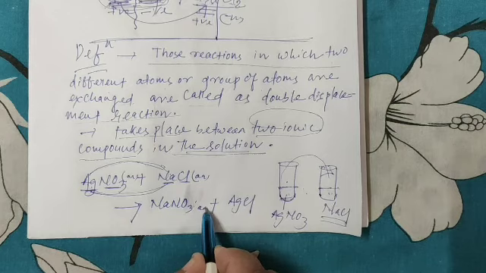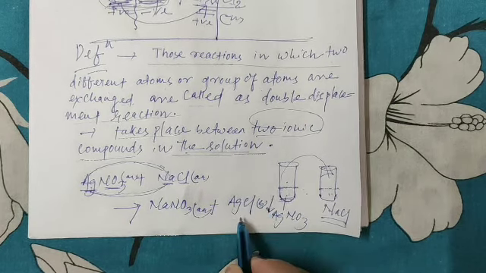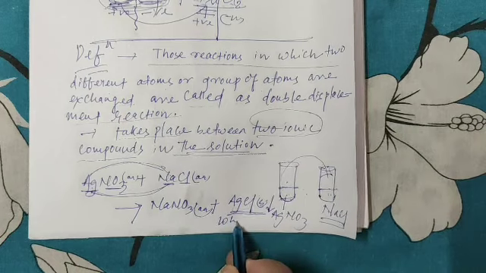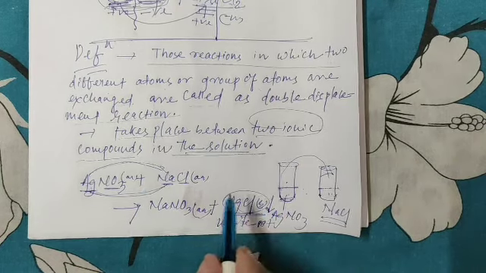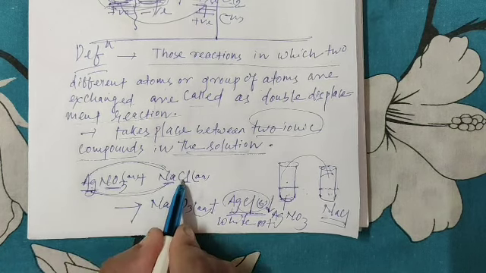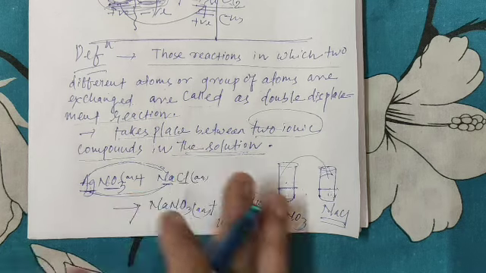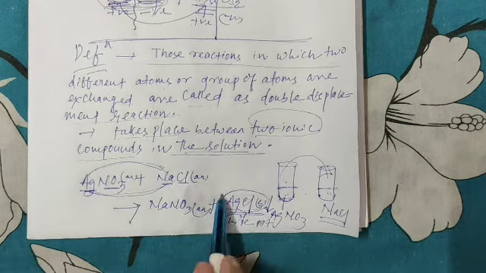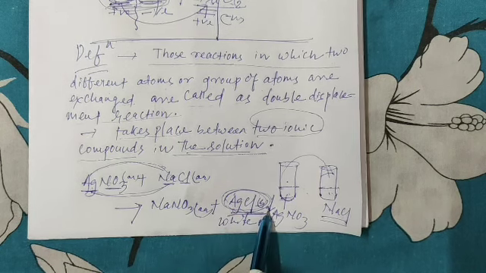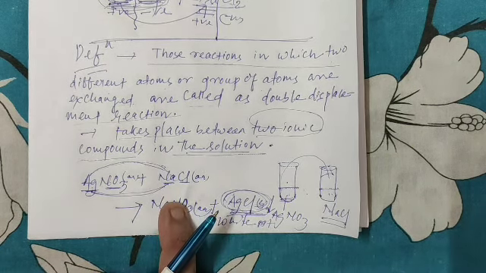It is soluble, so you can write aqueous. The insoluble one means precipitate formation: silver chloride, a white color precipitate, is formed. So exchange of ions took place, that's why that is an example of double displacement reaction. And also you got a white precipitate here. So such type of reactions are also called precipitation reactions.